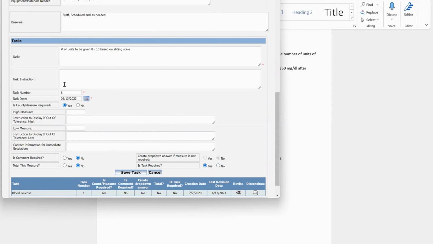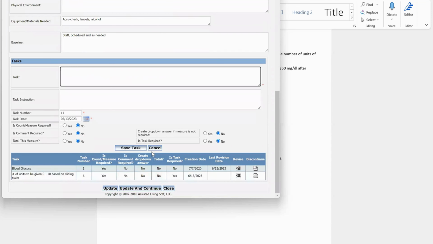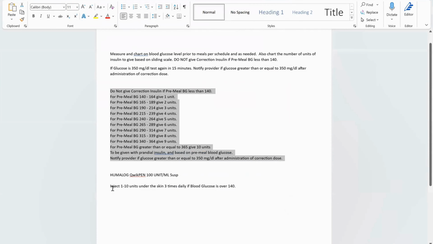It makes charting pretty foolproof here. Okay. So I am going to save this task. We don't need any more instructions here. We've got everything we need up in the blood glucose, but you could put more instructions. So I'm going to save it. Okay, so both these require a count measure. This blood glucose has got the sliding scale that's going to be displayed, and I'm going to update that service.